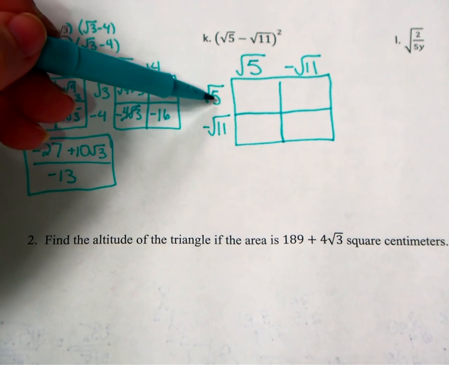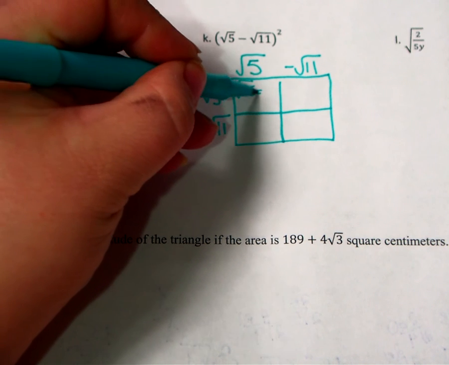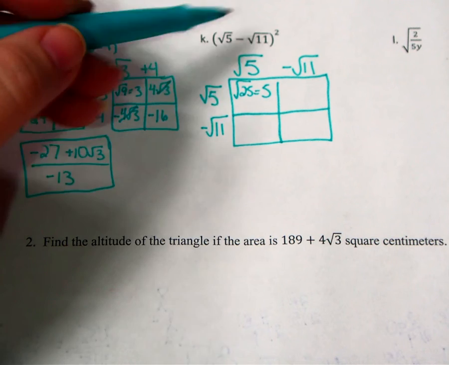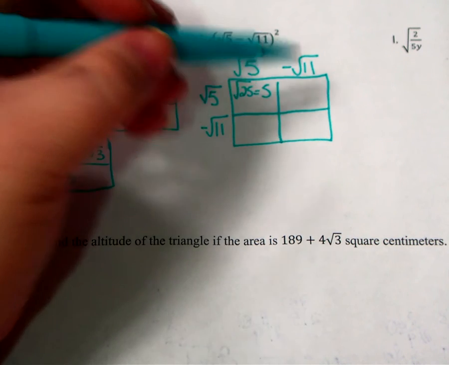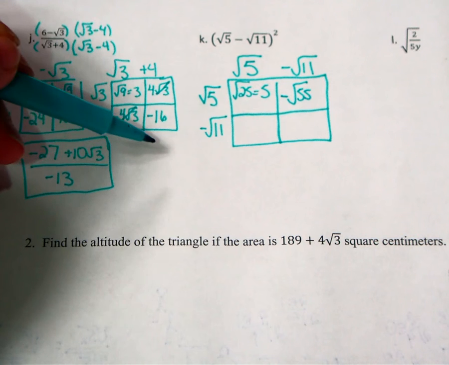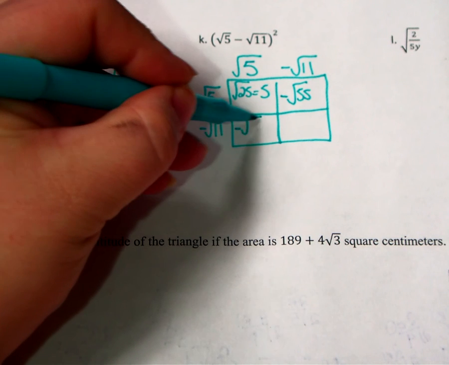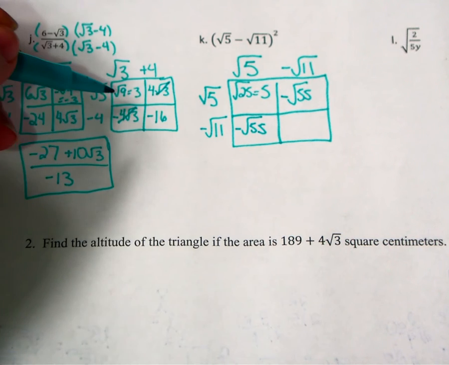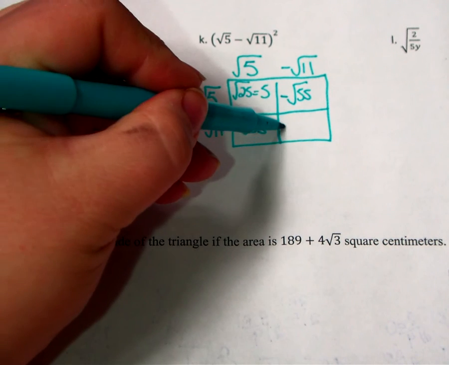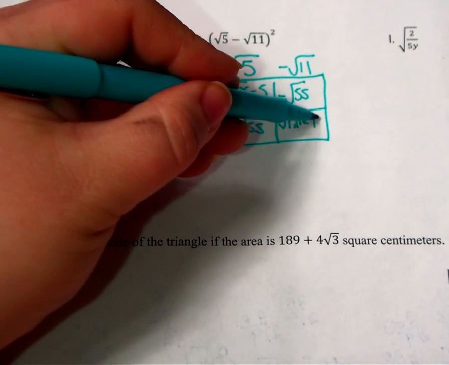So I have the square root of 5 times the square root of 5. So square root of 25, which you should be able to recognize as just 5. Square root of 5 times negative square roots of 11 gives me negative square roots of 55. And then finally, negative 11 times negative 11 gives me positive square roots of 121, which we should be able to recognize as just 11.